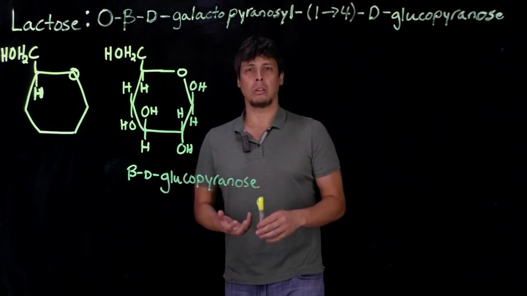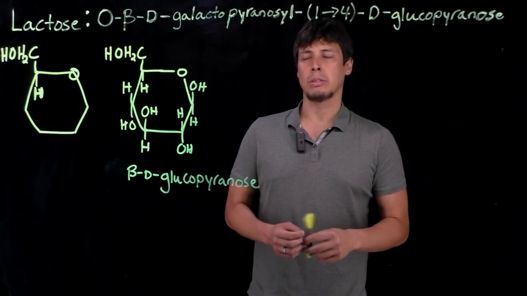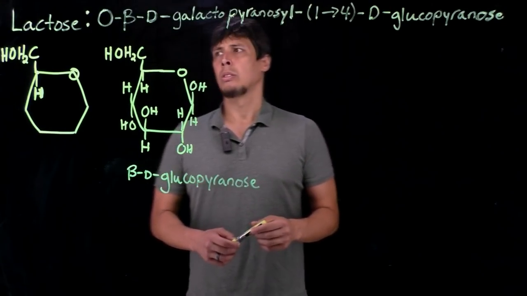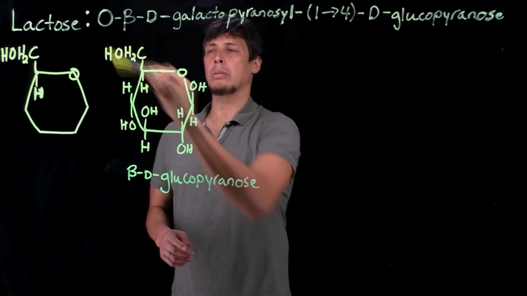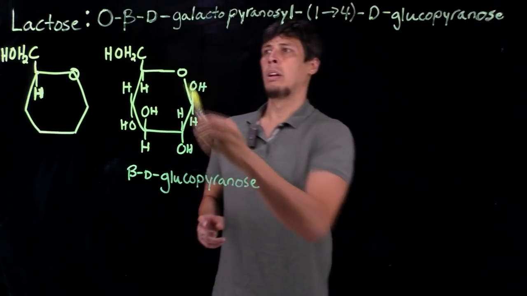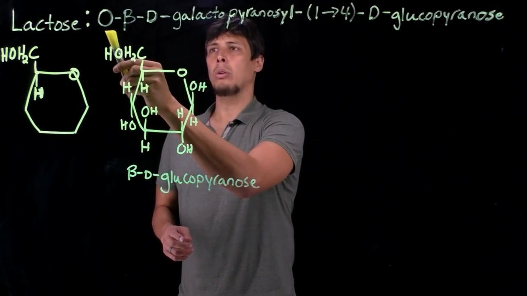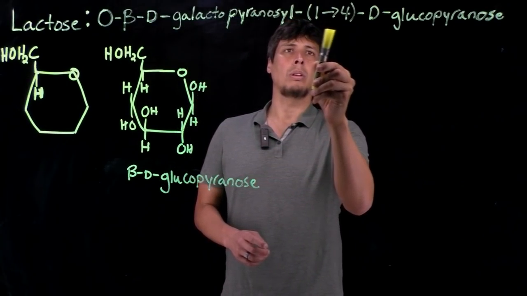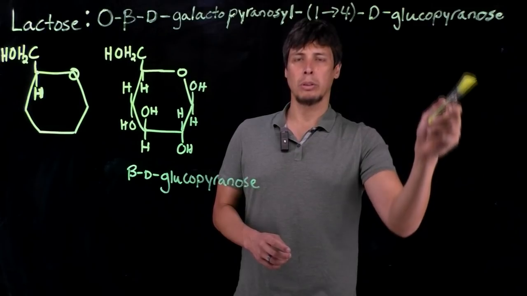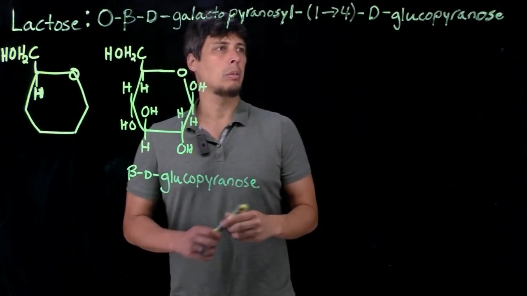Okay, so let's start looking at more complex sugars such as disaccharides. One complex sugar that's quite common is called lactose. This is a disaccharide where the systematic name is O-beta-D-galactopyranosyl-1,4-D-glucopyranose. So let's break down what this is.